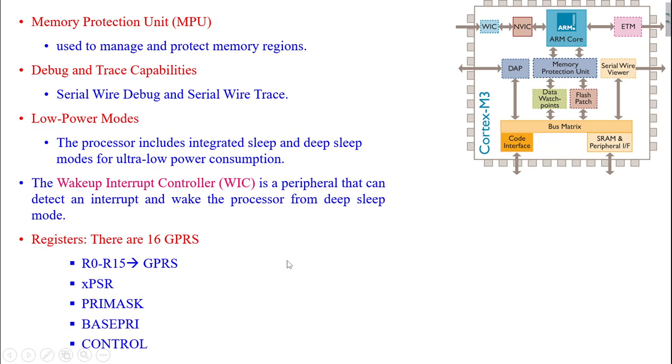And coming to the registers, we have lots of registers. Here you can see we have a total of 16 general purpose registers, and then we have some special registers. We have R0 to R15 general purpose registers, and we have PSR, which stands for program status register. Then we have PRIMASK, then base priority, and then control registers. All these are special registers. I'll be explaining in detail in the upcoming videos. So R0 to R15, these are all called general purpose registers.